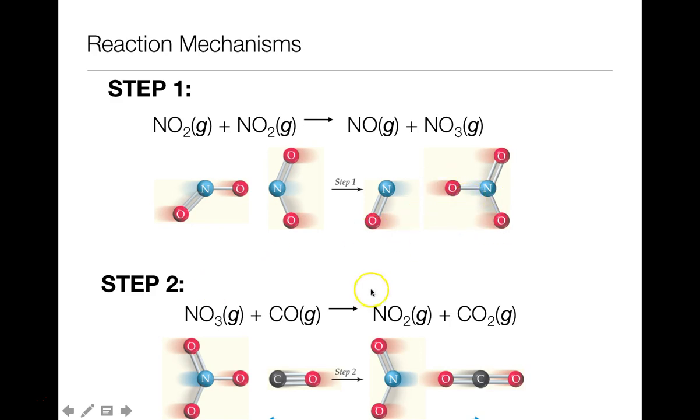And then this NO3 went forward, collided with the CO molecule. So there's your carbon monoxide. There's this intermediate product that we formed. Another oxygen transfer reaction happens. We're left with the NO2. That oxygen was transferred to the carbon monoxide and formed carbon dioxide.